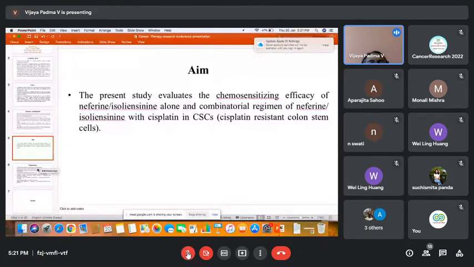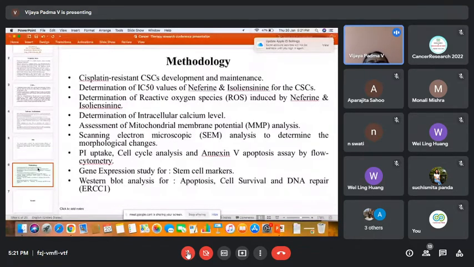So the methodology includes, first, we developed the cisplatin resistance in colorectal cancer cells. We procured HCT15 cells from the National Centre for Cell Science, Pune. Then by continuous exposure to cisplatin, we developed cisplatin resistant cancer cells. Then we exposed them to treatment with neferine or isoliensinine and determined the IC50 values.